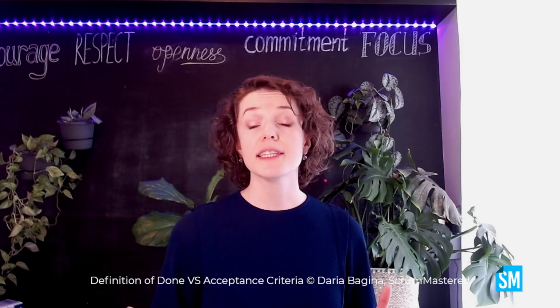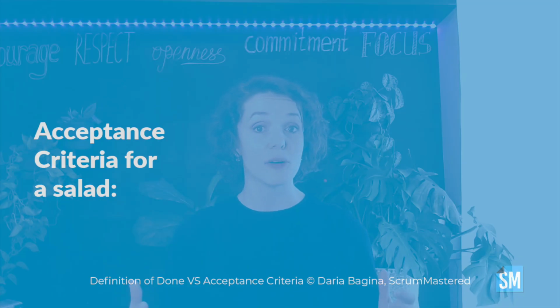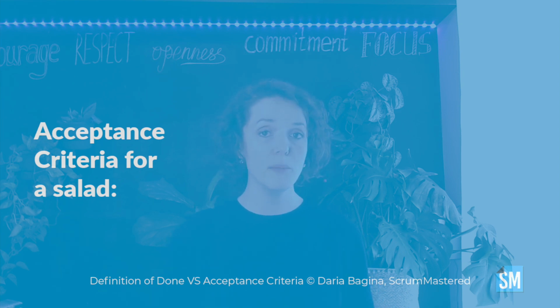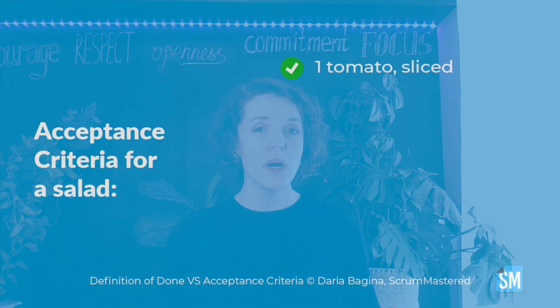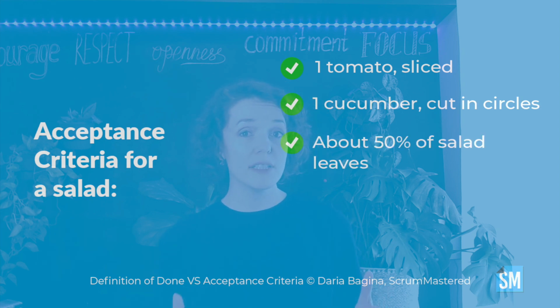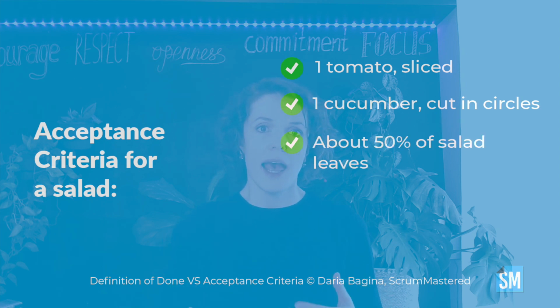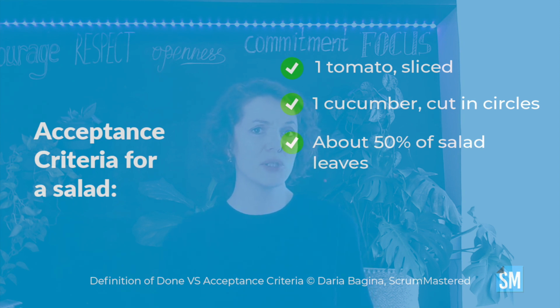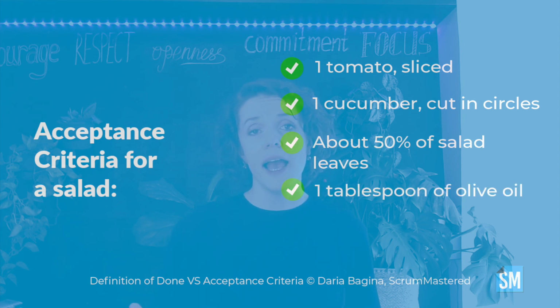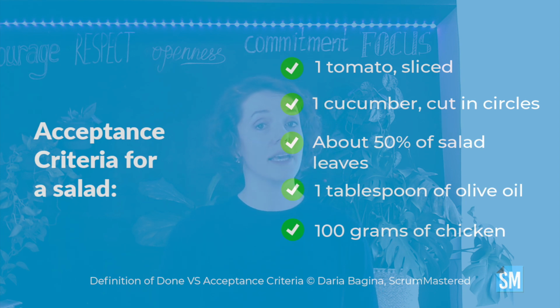Well, let's say that we are making a salad and our judges told us what the key ingredients it has to have. For example, 1 sliced tomato, 1 cucumber, 50% of the salad has to be salad leaves, and we are able to choose anything we want. 1 tablespoon of olive oil, and 100 grams of chicken.